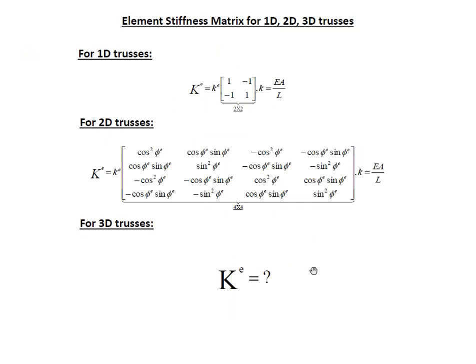And then we expanded our element to 2D. And in 2D, this is the formulation for the element stiffness matrix, which consists of some cosine and some sine terms. And for 3D trusses, we derived the formulation last time, and it also depends on some angles.